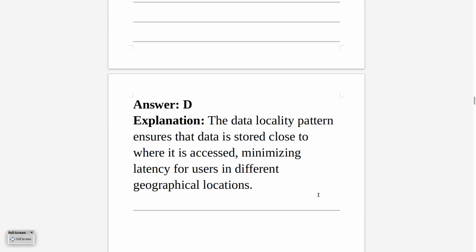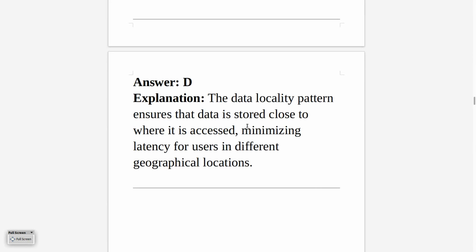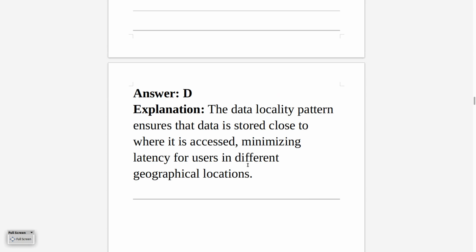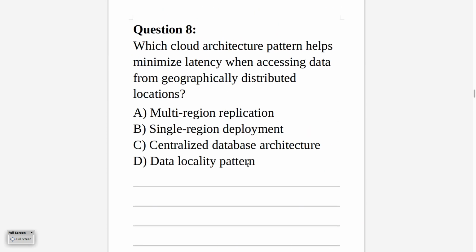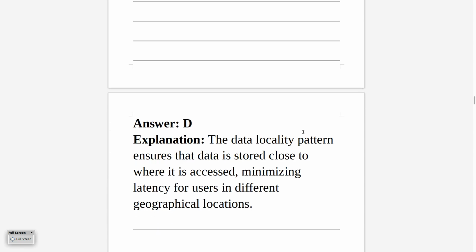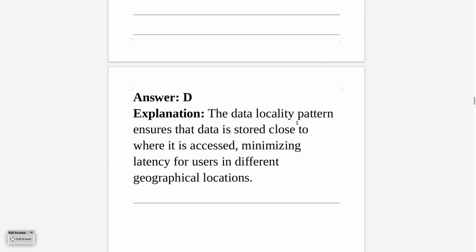Oh, it's D. Interesting. Data locality pattern ensures that data is stored close to where it's accessed, minimizing latency for users in different geographical locations. Okay, interesting. But I think the multi-region also does the same thing. But clearly, this is a specific thing, data locality pattern. Okay, note to self, I need to have a look at that. I don't know how you fared, so let me know in the comments.